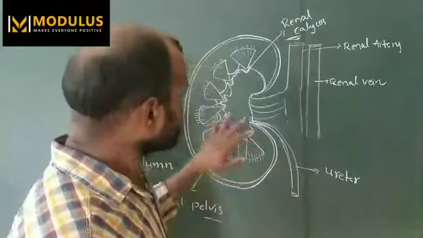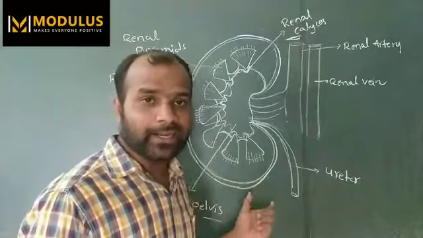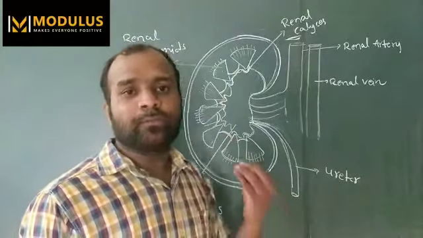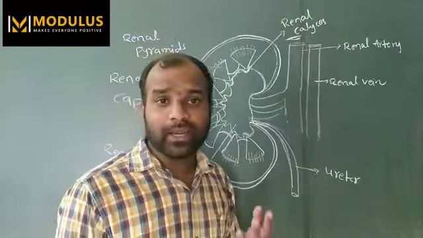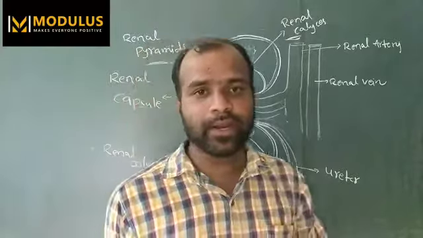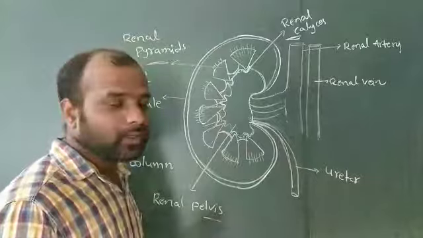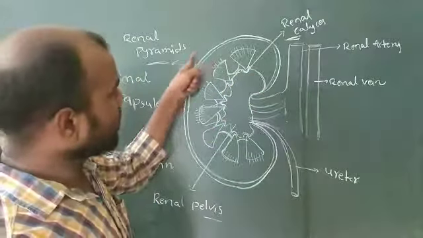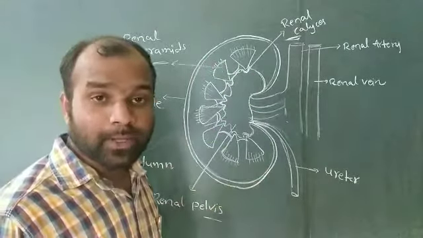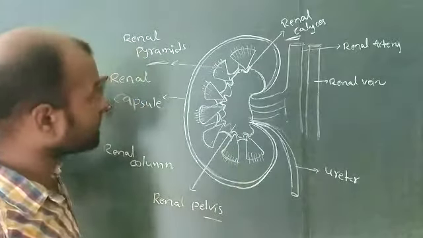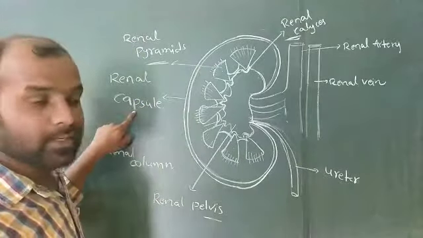Here is the internal structure of the kidney. In a human being, a pair of bean-shaped kidneys is present. So this is the internal structure of the kidney. The kidneys are surrounded by a fibrous coat, and this fibrous coat is called the renal capsule.